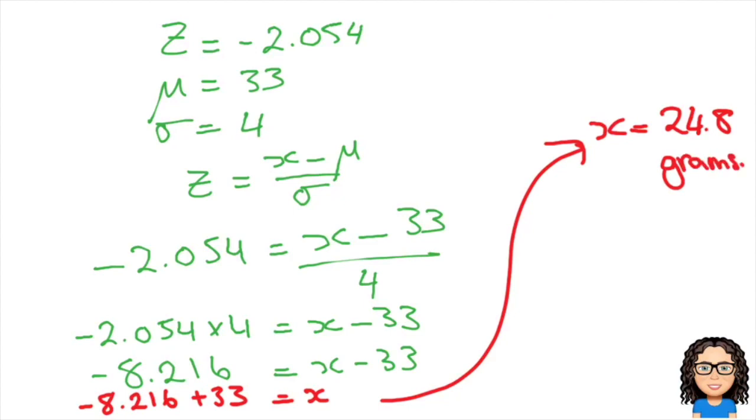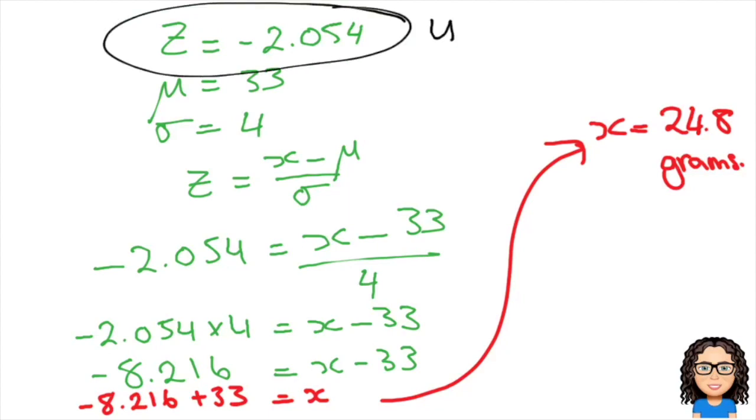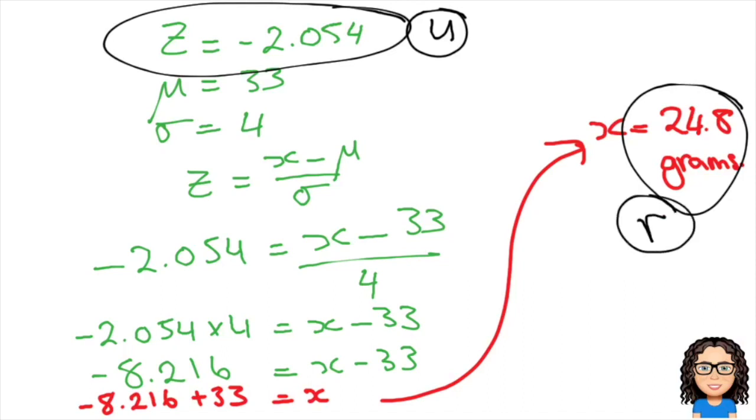So if I am able to find the Z value, that would give me a U. If I can get to this answer here of 24.8 grams with the working, then that will give me my value of R, which is my merit.